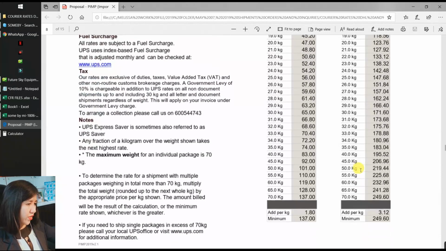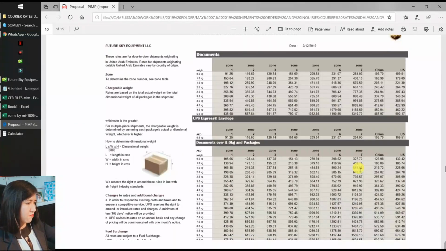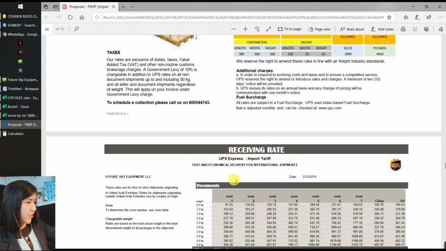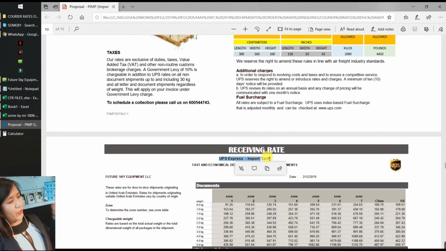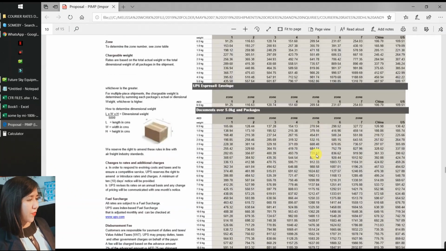Now you have to check the receiving rate, since you're going to receive here in Dubai or UAE. For the UPS Express import tariff, you're not going to use this because it is going to be expensive for you.